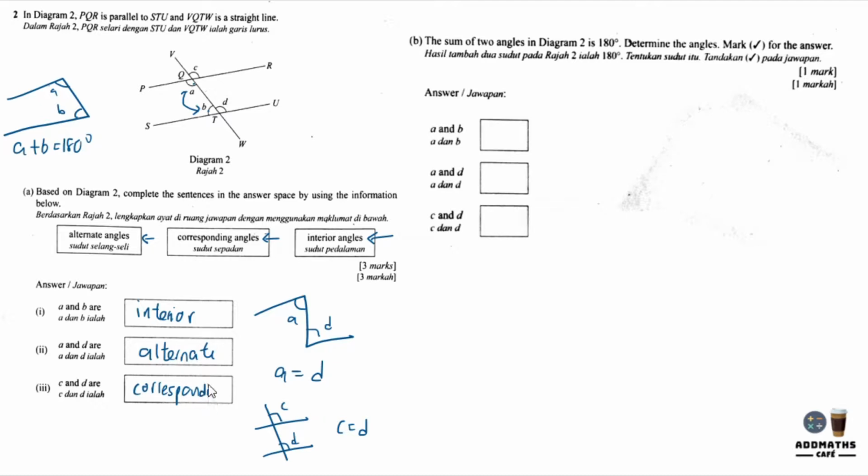Alright, so you need to know all these angle names and you will get 3 marks. The sum of two angles is 180, so the only sum that gets 180 is interior angle, like what I say over here. So A and B is the answer. 1 mark. Question 3. It shows that there are 3 different polygons, and each polygon has a different angle.